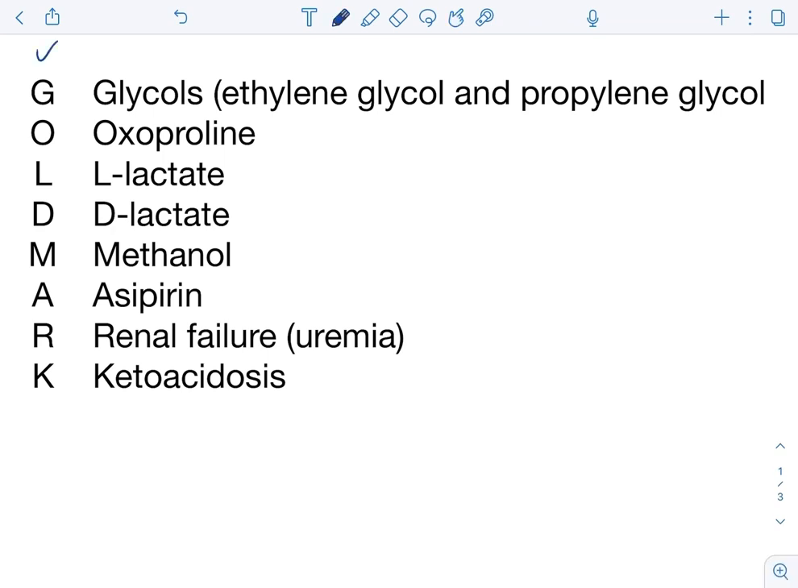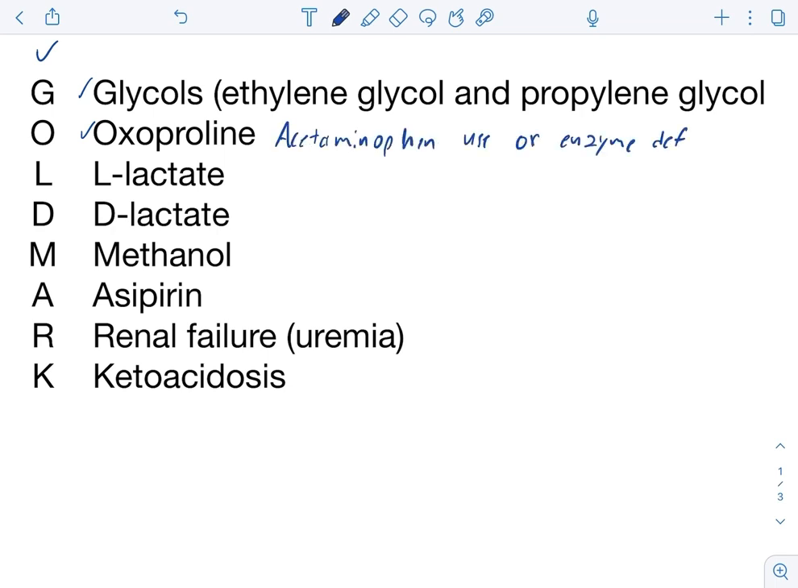So G is going to be glycol, so ethylene glycol and propylene glycol. Next is going to be oxoproline. From what I could read, this sounds like it'll be pretty rare, but the instances you could see it would be if a patient was taking acetaminophen, and then another one was glutathione synthetase deficiency, so an enzyme deficiency.